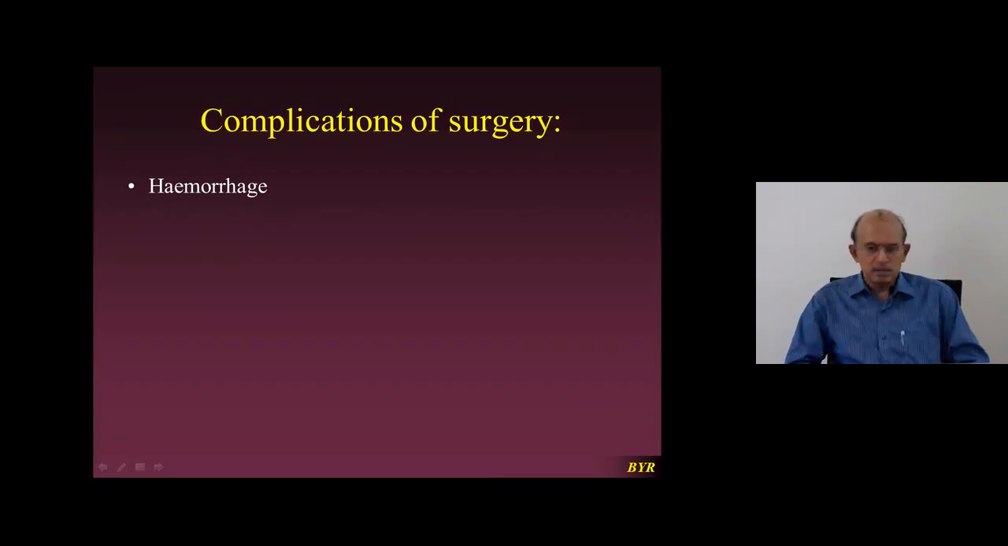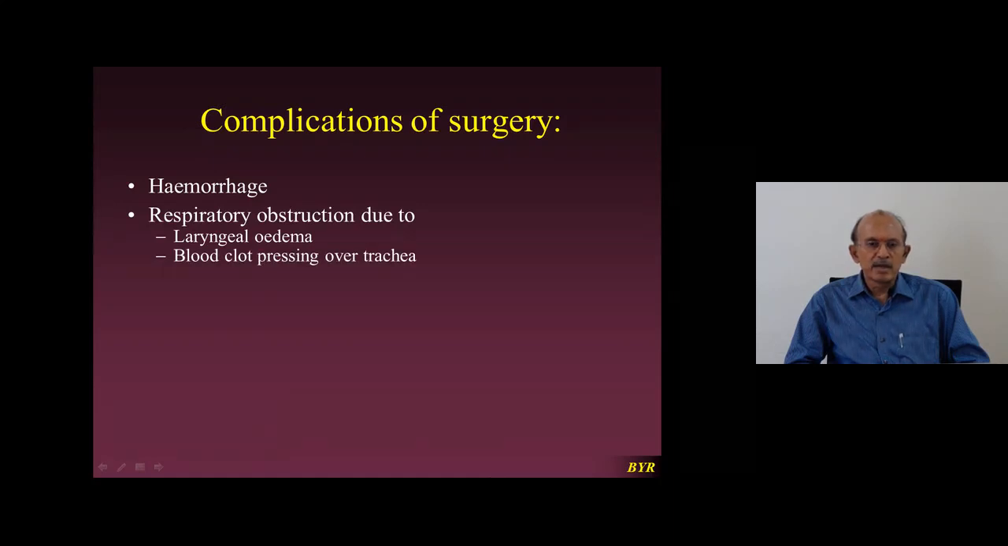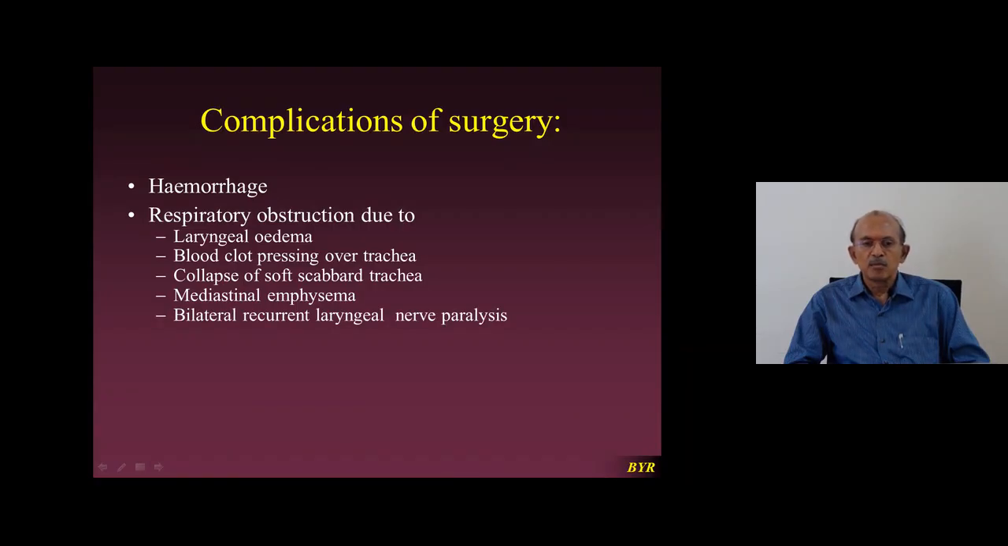Complications of surgery: hemorrhage; respiratory obstruction due to laryngeal edema, blood clot pressing over the trachea, collapse of soft scabbard trachea. We have seen in large goiters there will be tracheal compression from both sides. That is called the scabbard trachea. Then mediastinal emphysema, bilateral recurrent laryngeal paralysis. So these are the causes of postoperative respiratory obstruction.